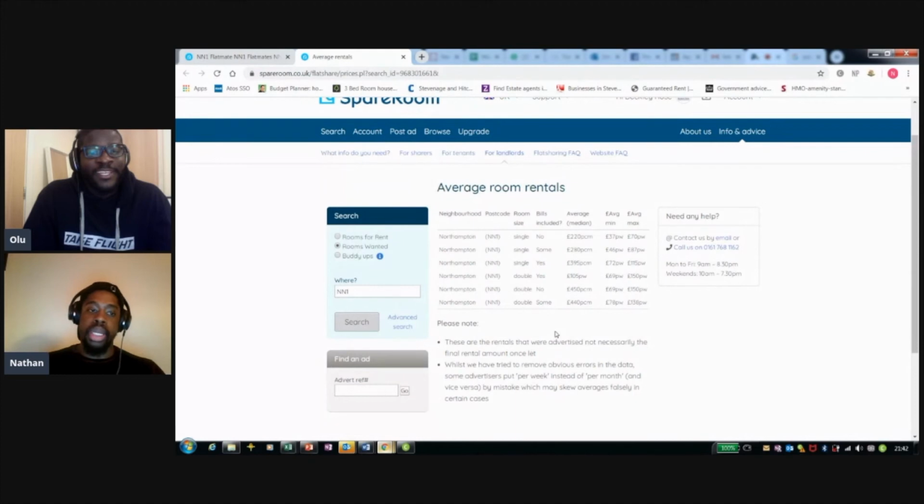There's no point putting pictures of a £1 million mansion when clearly that's not what you're going to be offering in terms of your HMO room. So be realistic with the pictures that you choose.